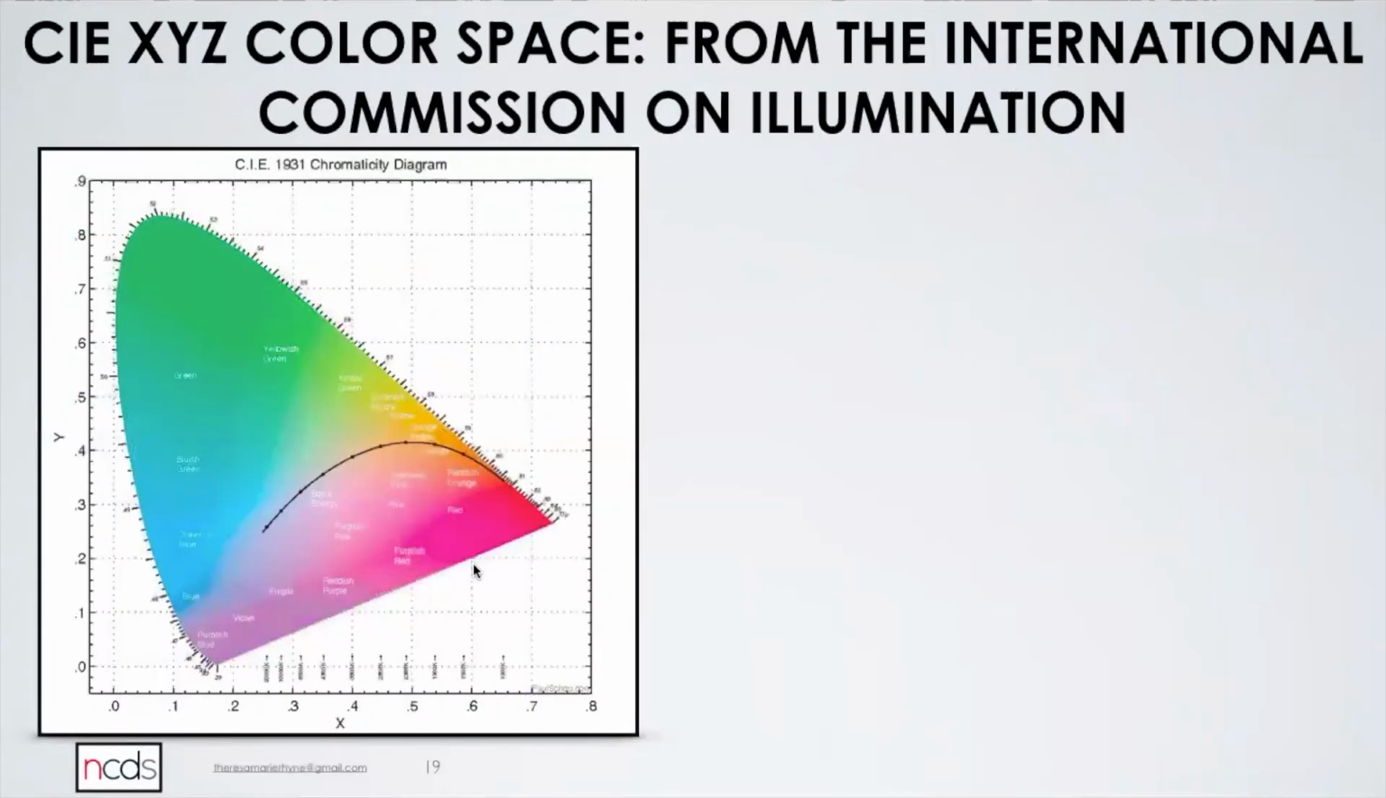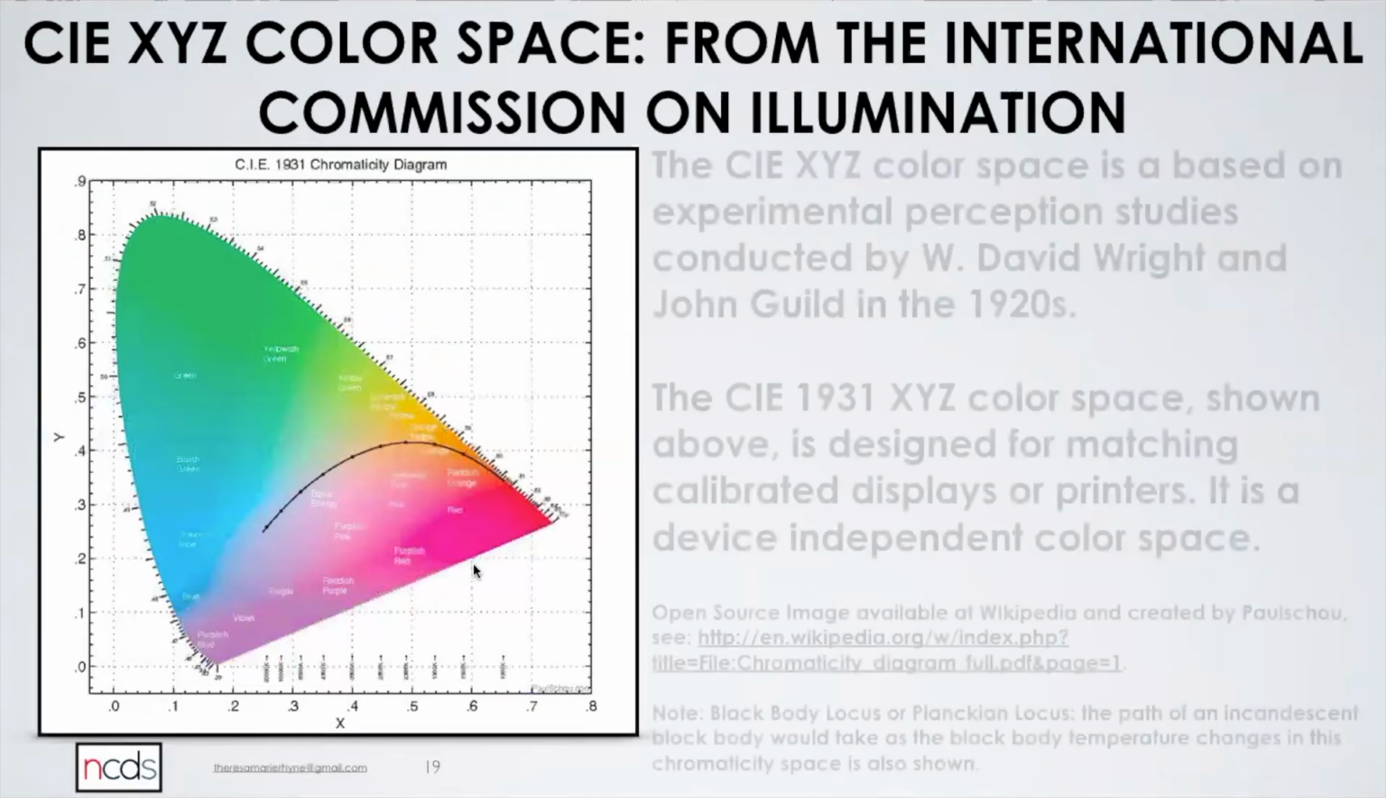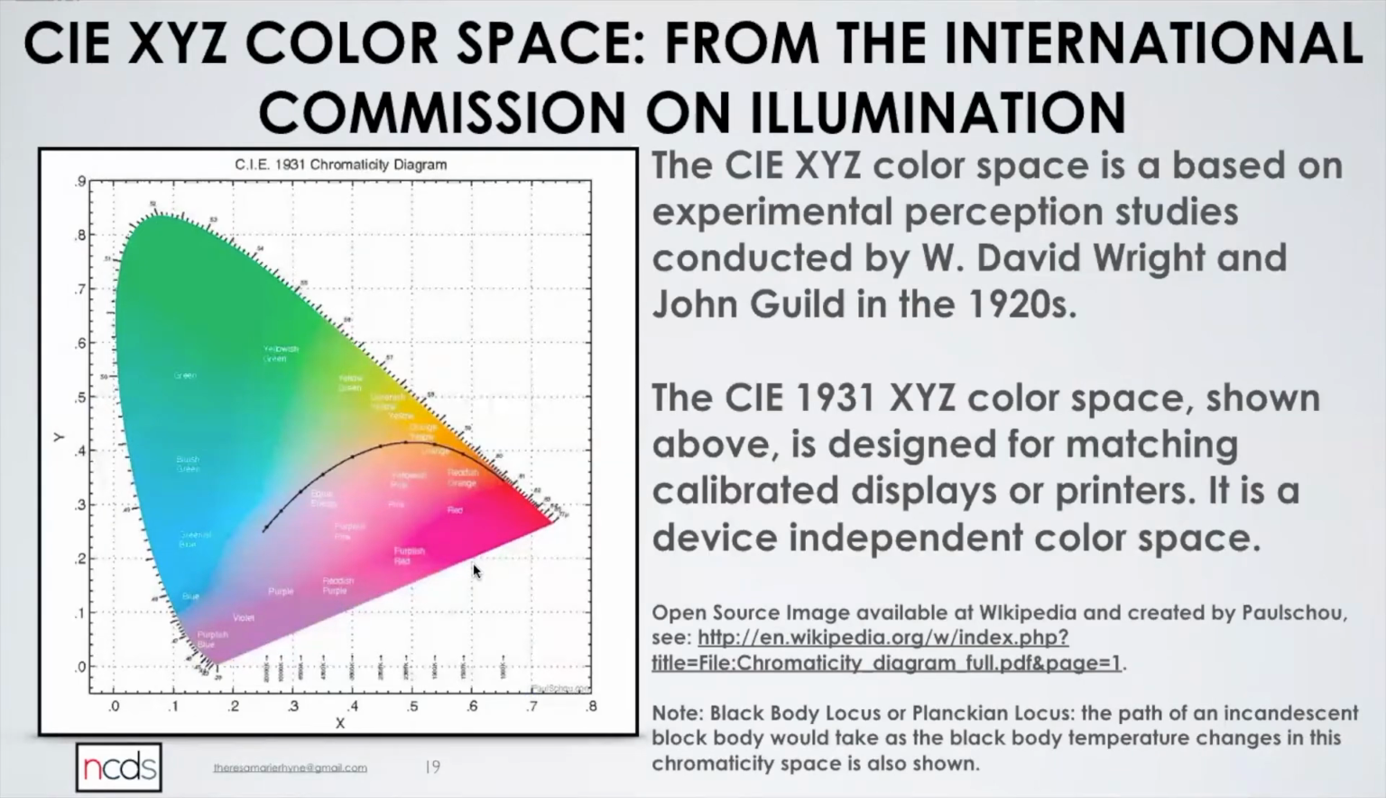Now it turns out that CIE XYZ, the International Commission on Illumination, developed CIE XYZ in 1931. What they did was they did experiments, perceptual studies, and they defined this horseshoe and this relationship, and this is device independent. It's used for color and for calibrating displays and printers.